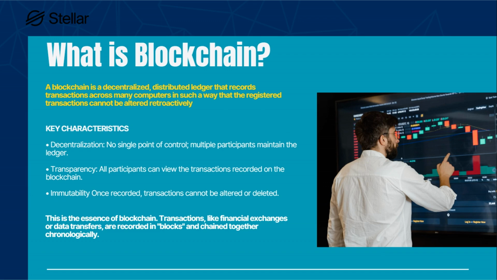This combination creates trust without intermediaries. Traditionally, if I send you money, we need a bank, payment processors, and clearing houses. Blockchain allows peer-to-peer transfer directly between two people with cryptographic trust instead of institutional trust.